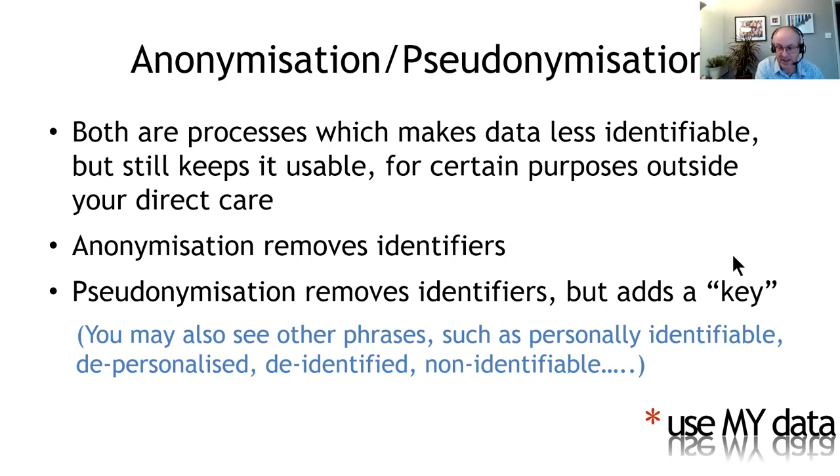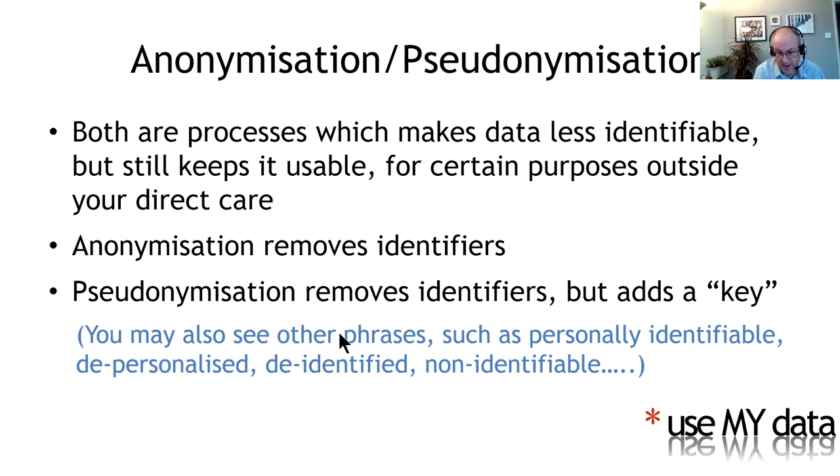So it's a little key that you could use to go back to the original data. I've also mentioned down there that you may see some other phrases. There's a few there: personally identifiable, depersonalized, de-identified, non-identifiable. There are quite a few terms that are used with this, and it can get a bit confusing.